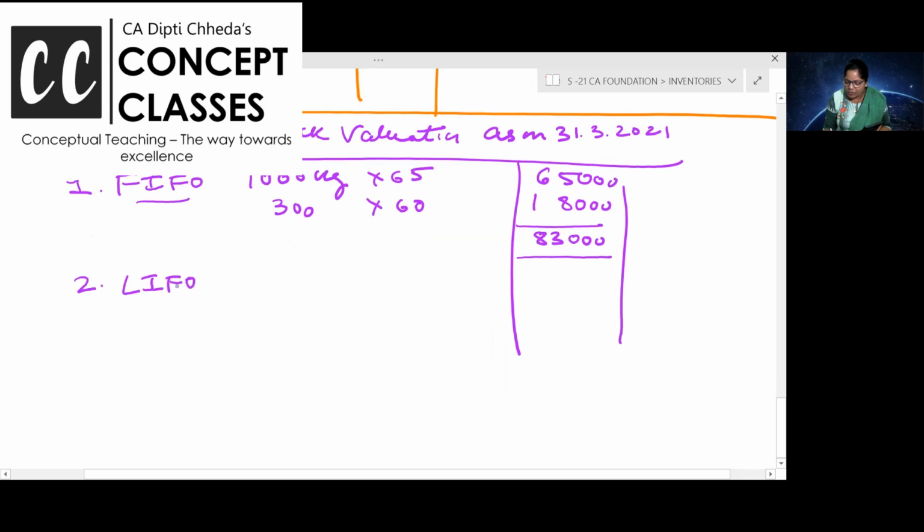Last in, first out method. Whatever came last has gone. So 1300 units will obviously be first: 800 into 62, and 500 into 57. First off, last in, first out. Whatever has come last has gone. So first 800 units are there and 500 more units are there.